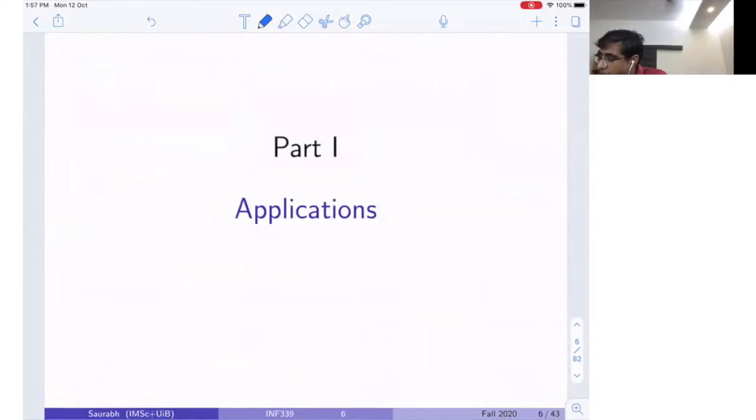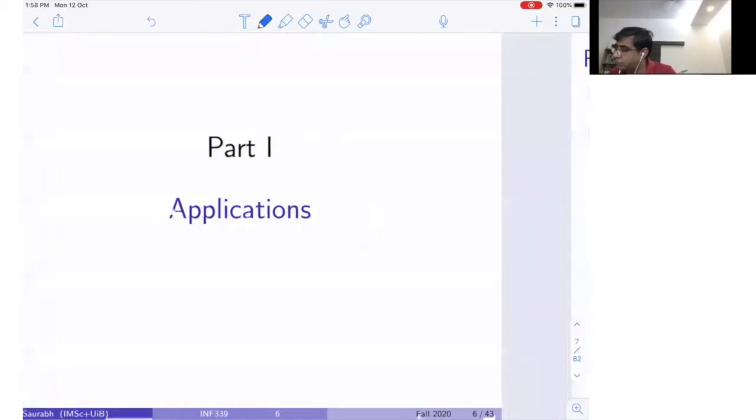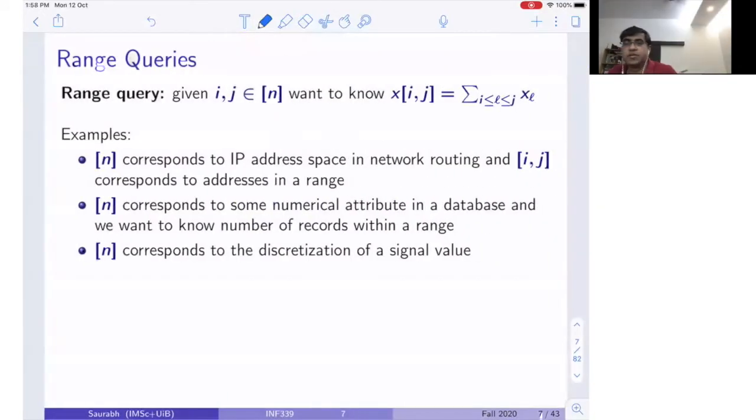What I want to do today is application. So if you have any questions about count sketch or count min sketch, please let me know. Okay, so the first application which I want to talk about today is range queries.